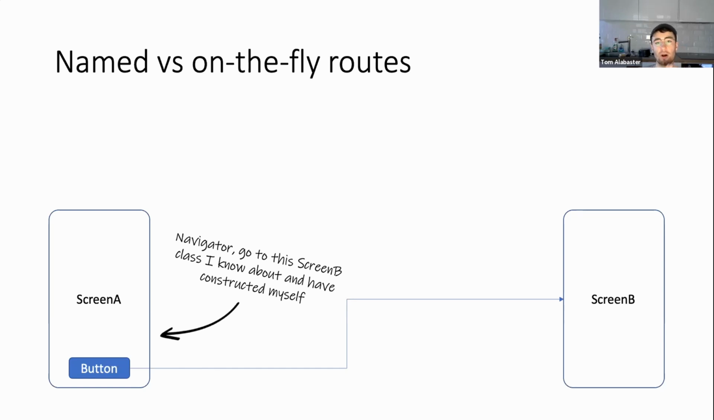But when you want to pass through repositories and services and this kind of stuff, say screen B needed some kind of service or dependency that screen A didn't. If you're using on-the-fly routes, screen A needs to get them as well in order to pass them through to screen B. So then you've got unnecessary dependencies in screen A, and there's also the whole thing of screen A needing to know all about screen B. So there isn't a very clear-cut separation of concern.